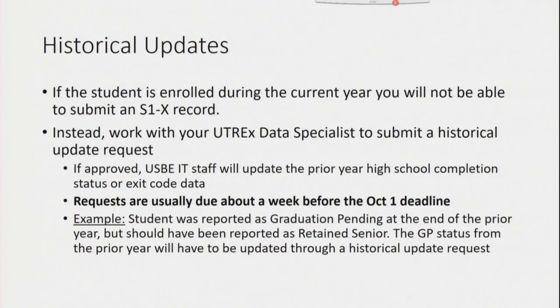Another way of updating exit codes or high school completion status codes is through historical updates. So in some cases you might be updating an exit code for a student who is enrolled during the current school year, and so the S1X records won't work properly if the student is currently enrolled, and it has a little bit to do with the entry and exit dates. You can't have overlapping entry and exit dates.